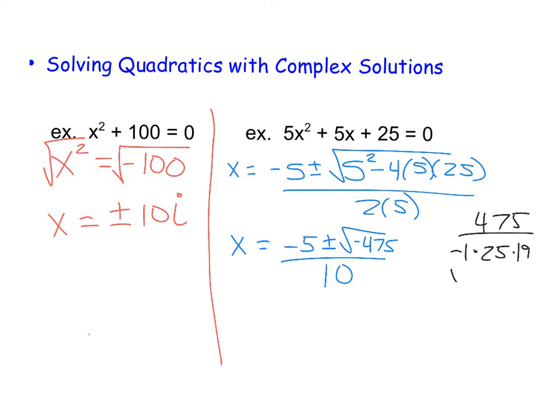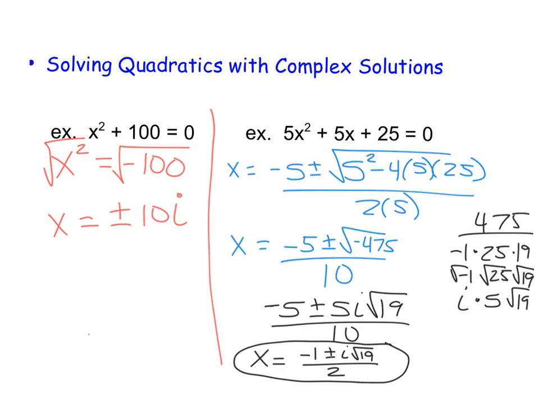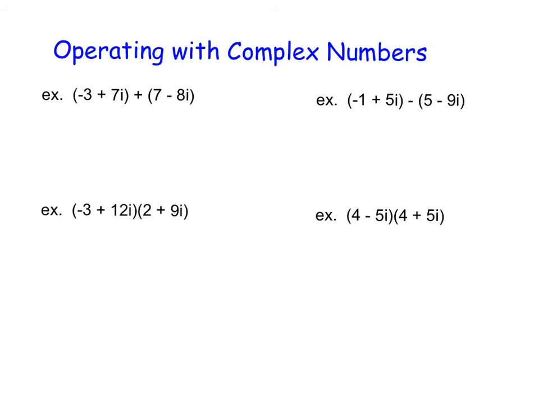So that becomes square root of negative 1, square root of 25, square root of 19. So that's i. Square root of 25 is 5, root 19. So negative 5 plus or minus 5i root 19, all over 10. And then I can simplify that, divide everything by 5. Negative 1 plus or minus i root 19, all over 2. That's it. All right.